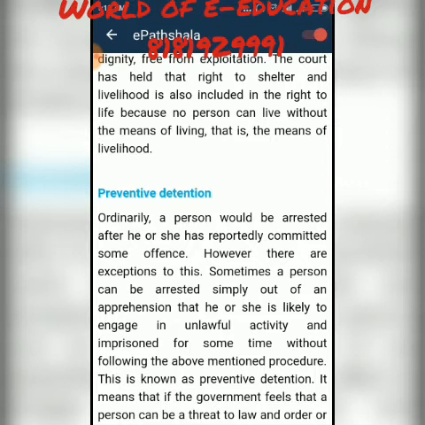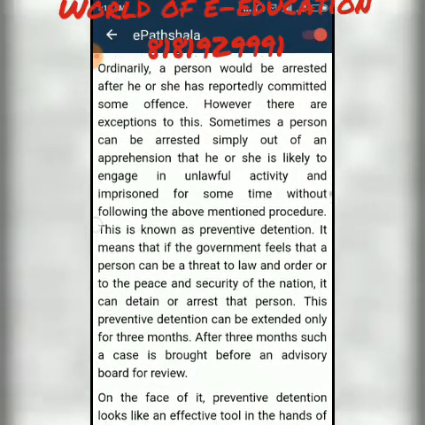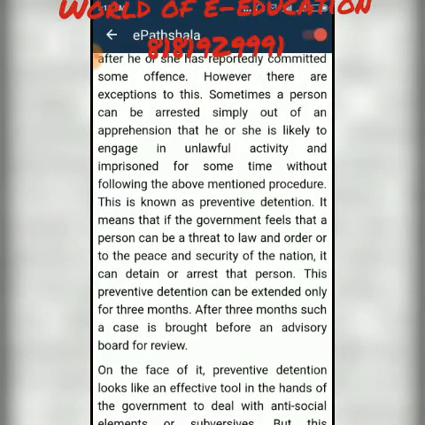Preventive detention. Ordinarily, a person would be arrested after he or she has reportedly committed some offense. However, there are exceptions to this. Sometimes a person can be arrested simply out of an apprehension that he or she is likely to engage in unlawful activity and imprisoned for some time without following the above-mentioned procedure. This is known as preventive detention. It means that if the government feels that a person can be a threat to law and order or to the peace and security of the nation, it can detain or arrest that person.